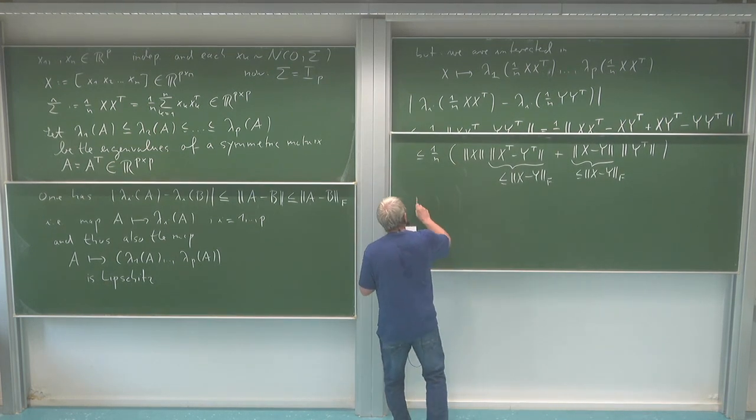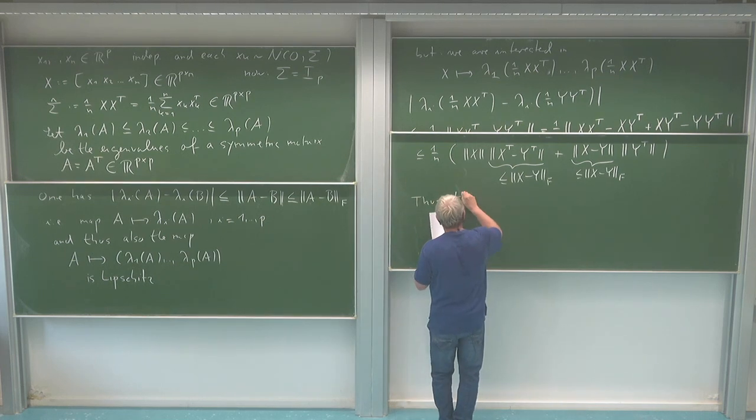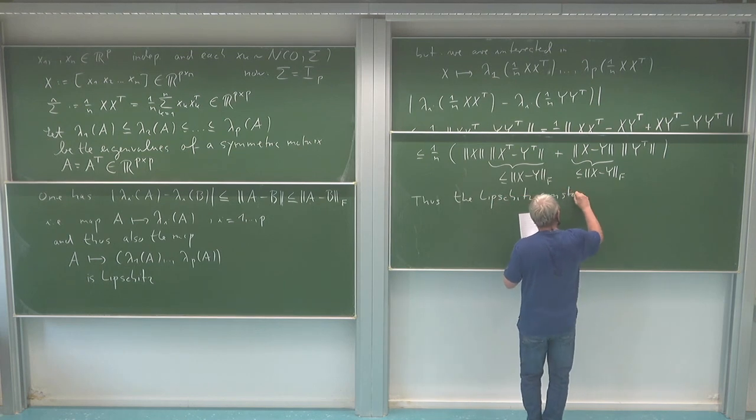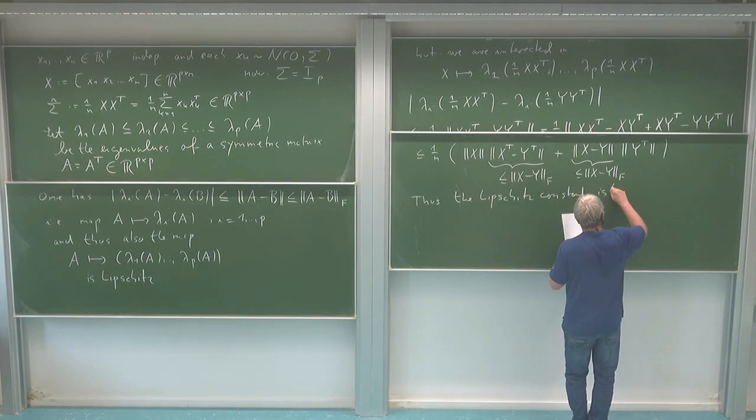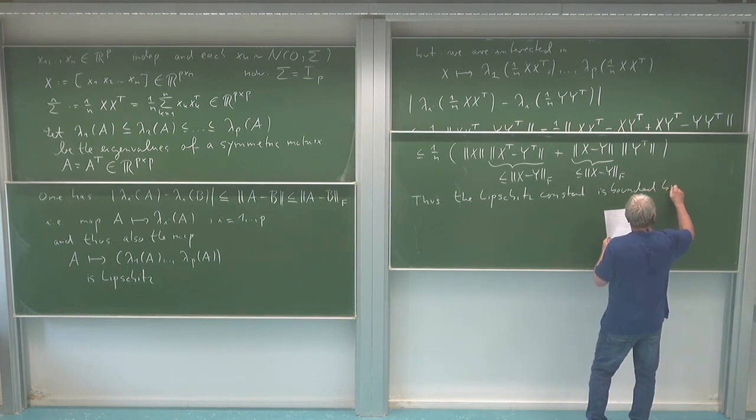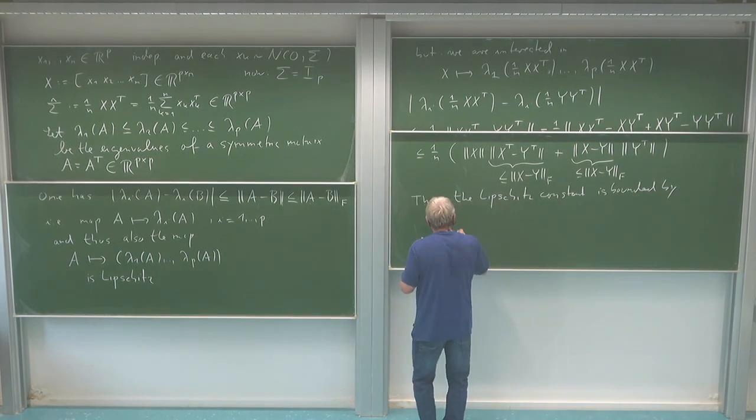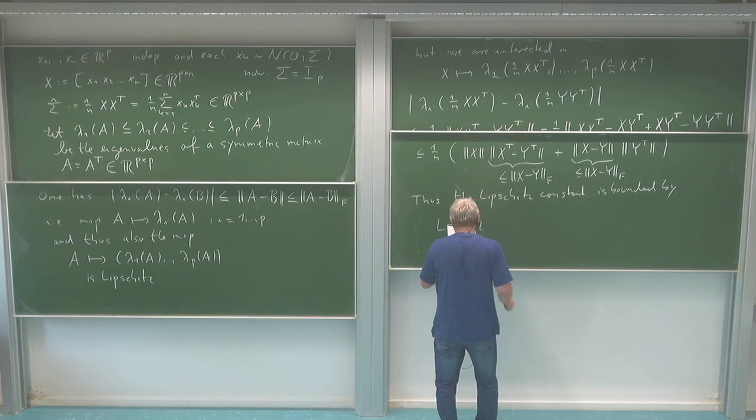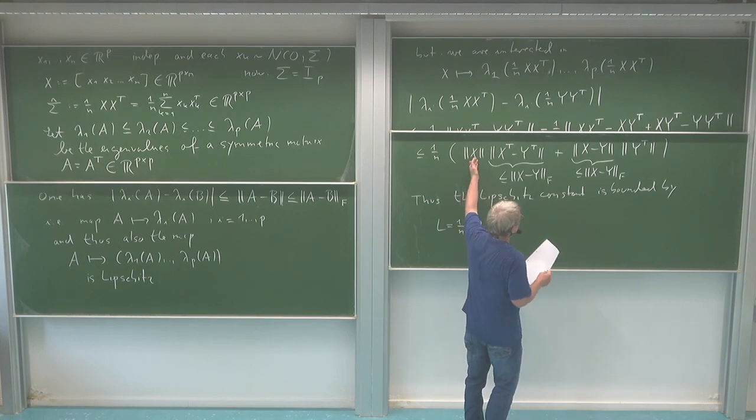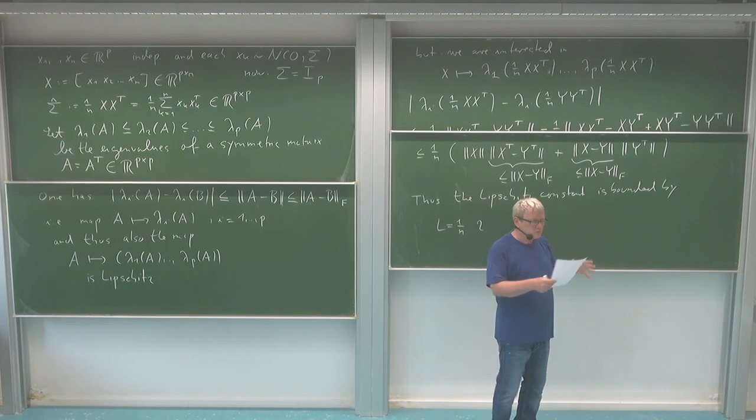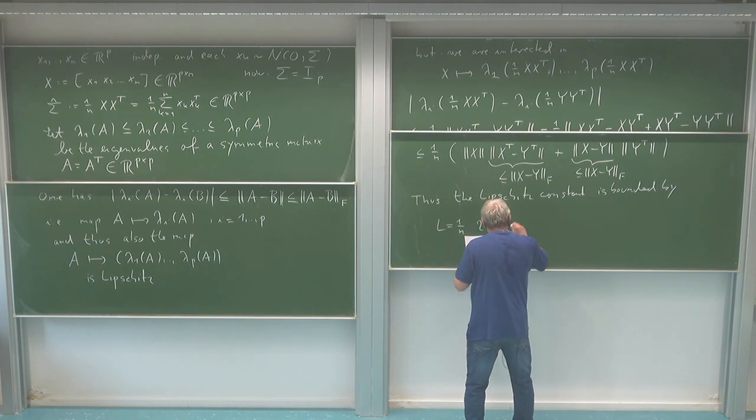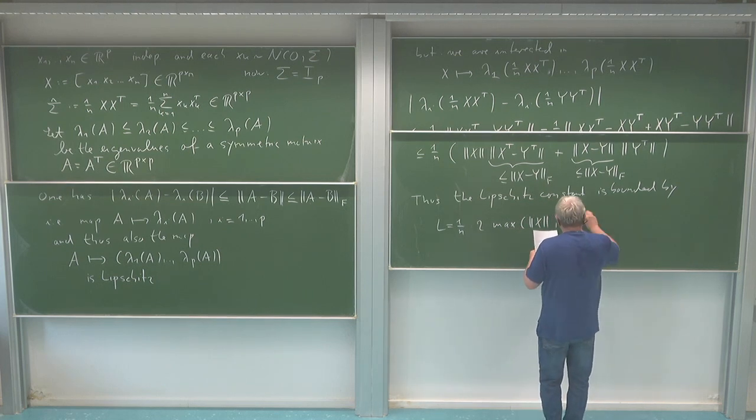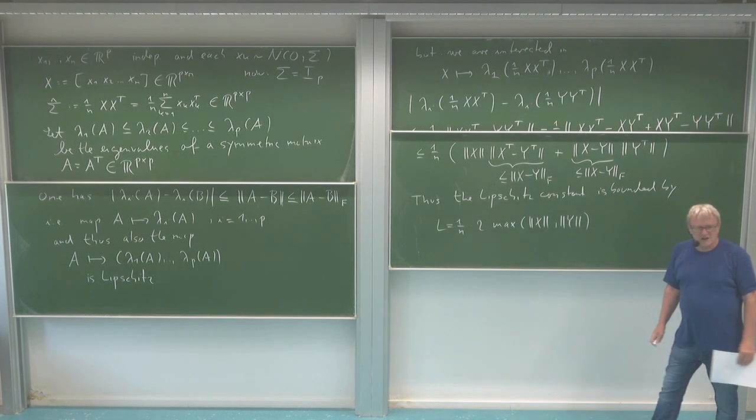So what we see from here is that the Lipschitz constant is bounded by, so let's say L, my Lipschitz constant is 1 over n. Then I have twice this term, and in each of these terms I have either the norm of x or the norm of y. So I should take the maximum of them. So I have here the maximum of the norm of x and the norm of y. Good, okay.